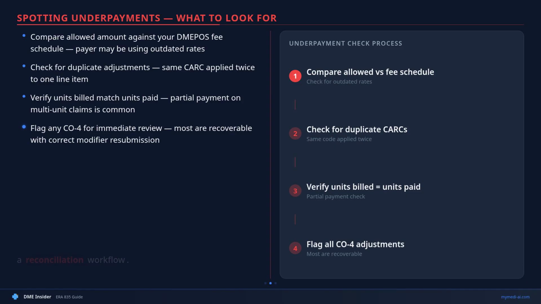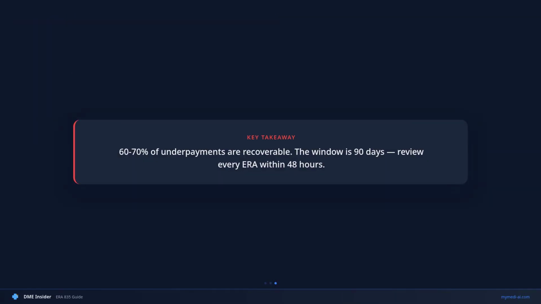Section 5. Building a reconciliation workflow. The difference between suppliers who lose money to underpayments and those who don't isn't skill, it's process. Step 1. Auto-import ERA files daily. Do not wait for paper remittances. If your clearinghouse supports ERA delivery, enable it. If your practice management system supports auto-import, configure it. Every day you delay is a day closer to a timely filing deadline. Step 2. Set alerts for high-dollar adjustment codes. At minimum, flag CO4, PR1, and any CARC with an adjustment exceeding $100. These are your highest recovery probability items.